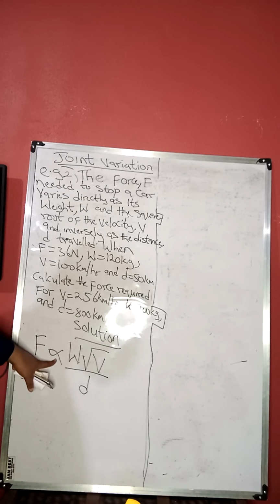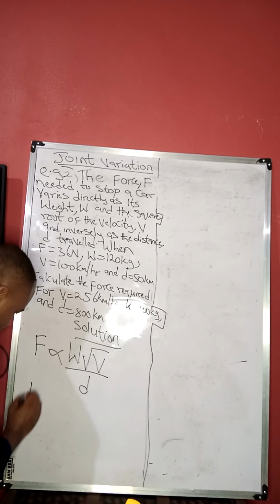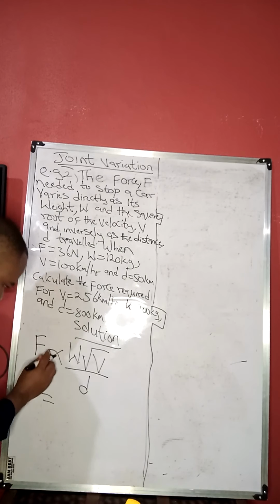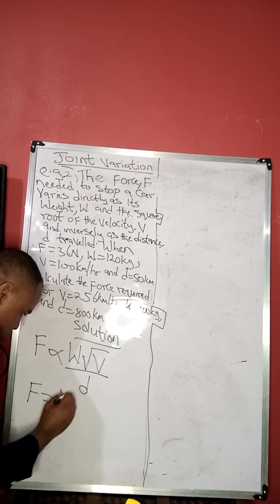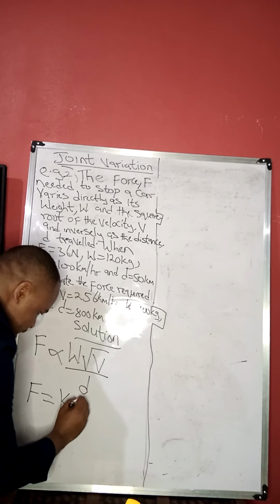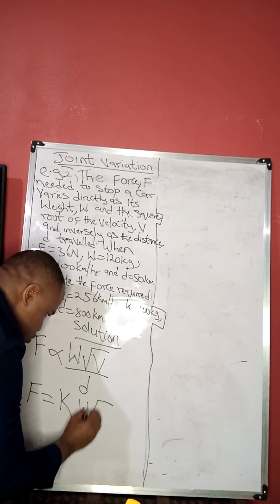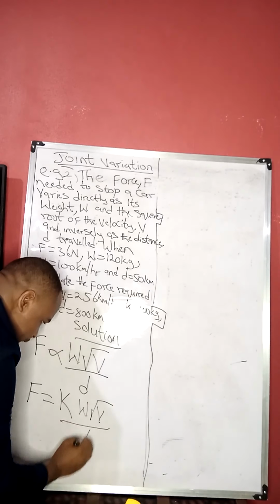You take away your proportionality sign. You have F equal to, what do you now introduce? You introduce your constant, but you must define the constant. I use my constant as K. Then I write W root V over D.